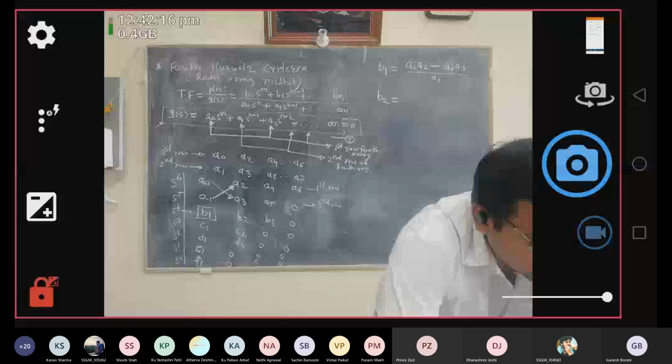Okay, so while finding out B2 element, you just make the cross multiplication of A1 as a base element. So therefore multiply A1 with A4. Okay, so therefore B2 will be given by A1 into A4 minus next one is A0 into A5. So this will be your second thing, A0 A5 divided by A1.